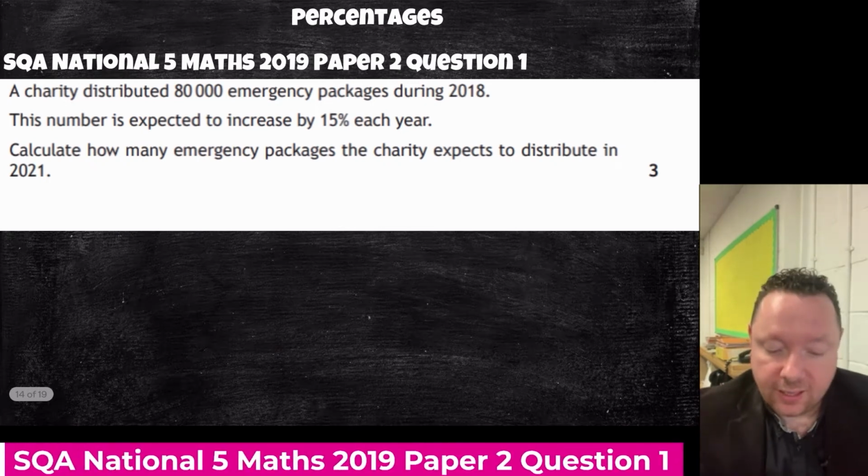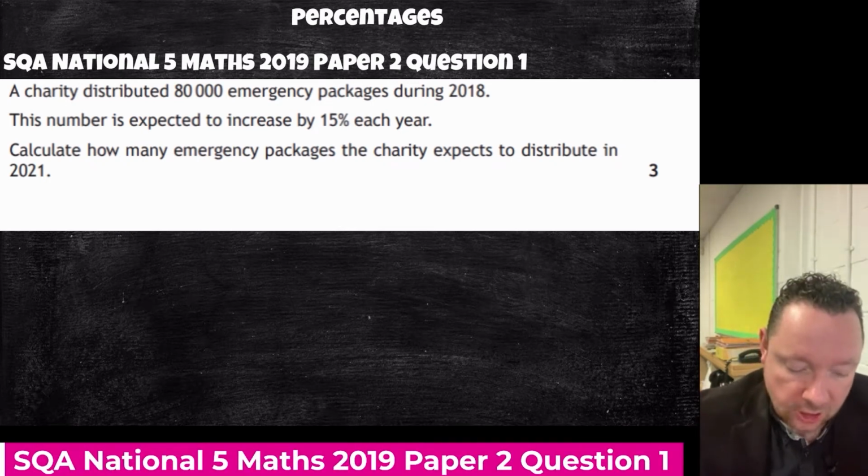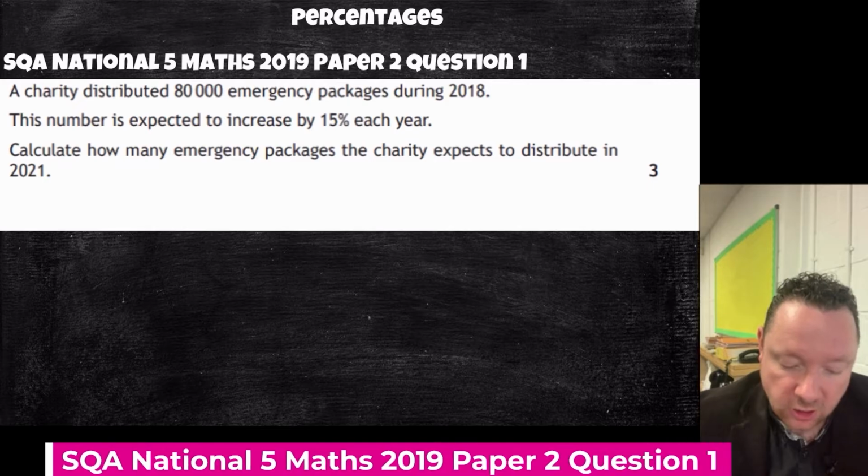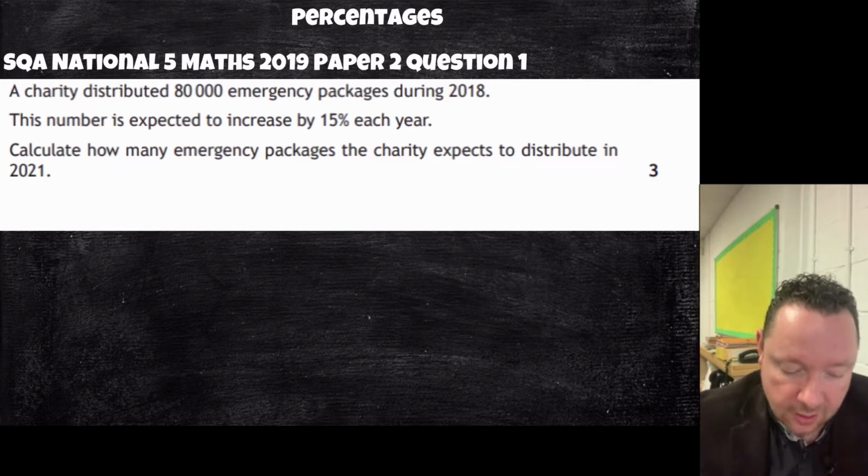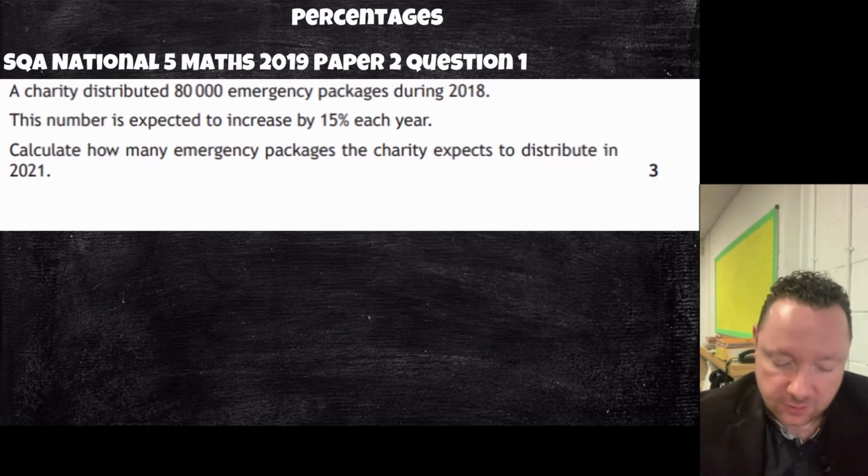SQA National 5 Maths 2019 Paper 2 Question 1. A charity distributed 80,000 emergency packages during 2018. The number is expected to increase by 15% each year. How many packages is it expected to distribute in 2021?